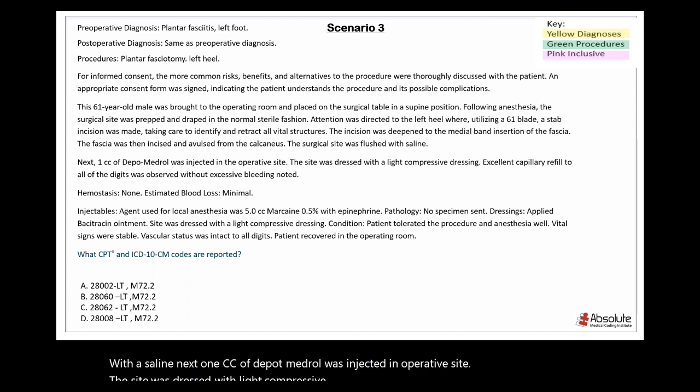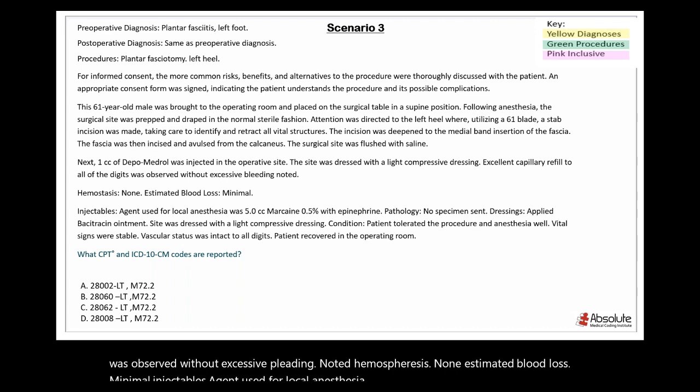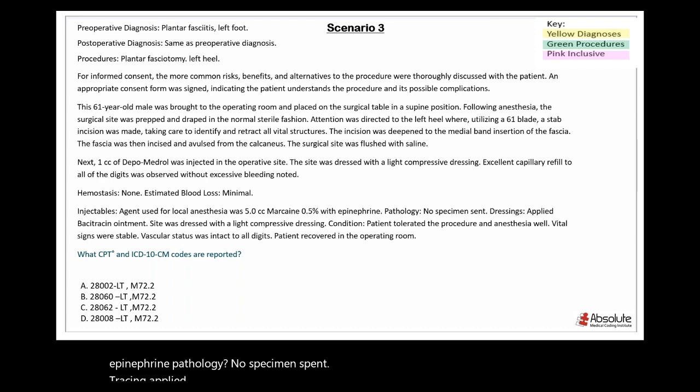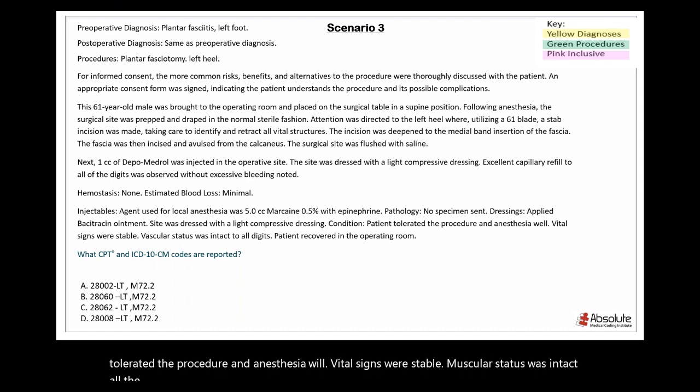Excellent capillary refill to all of the digits was observed without excessive bleeding noted. Hemostasis, none. Estimated blood loss, minimal. Injectable agent used for local anesthesia was 5.0 cc Marcaine with 0.5% epinephrine. Pathology, no specimens sent. Dressing, applied Bacitracin ointment. Site was dressed with a light compressive dressing. Condition, patient tolerated the procedure and anesthesia well. Vital signs were stable. Neurovascular status was intact to all the digits. Patient recovered in the operating room.